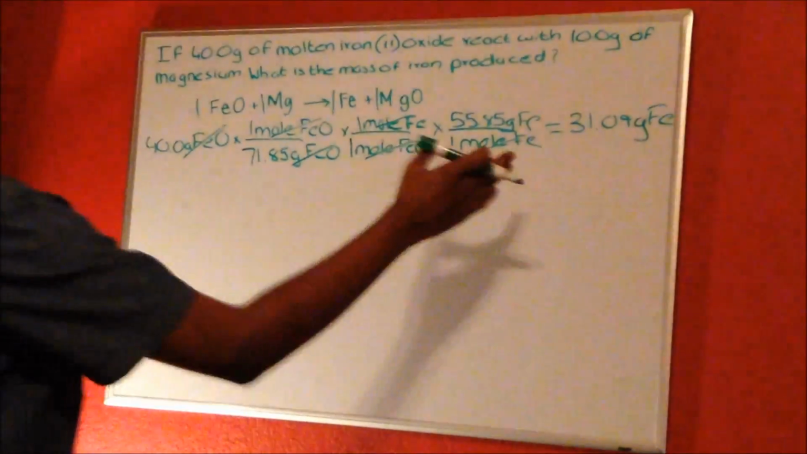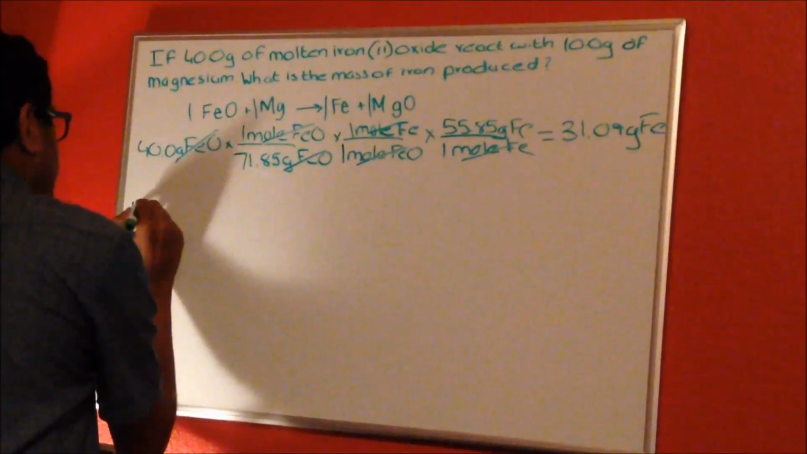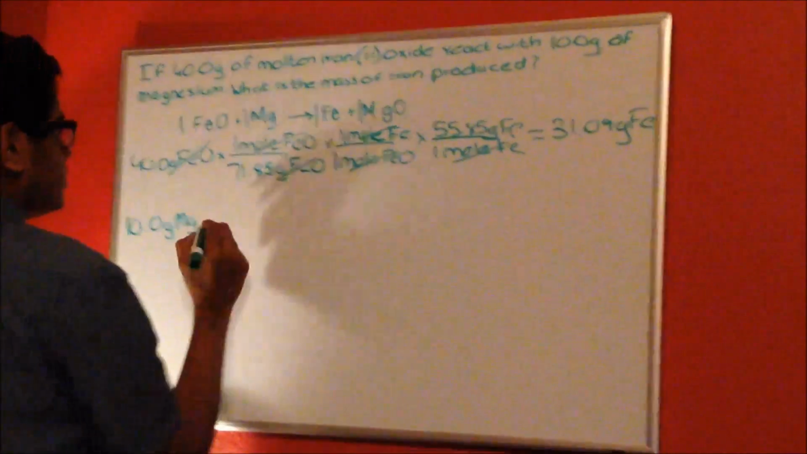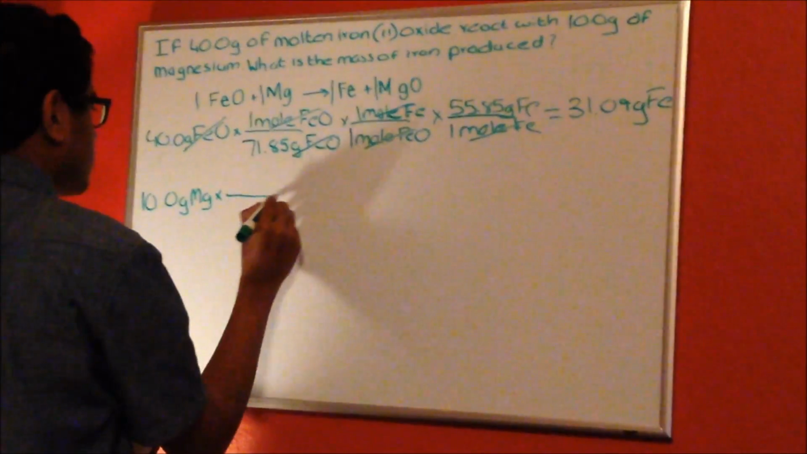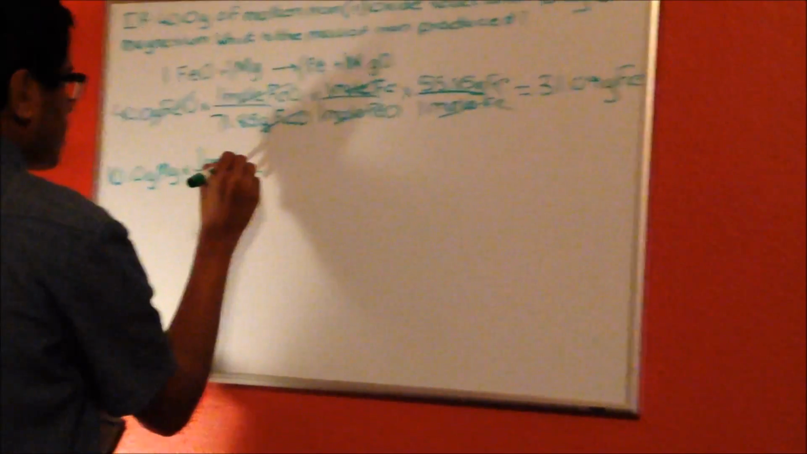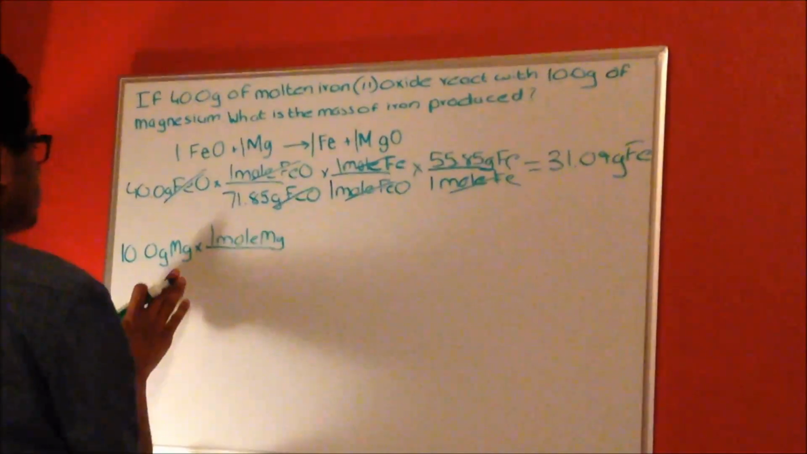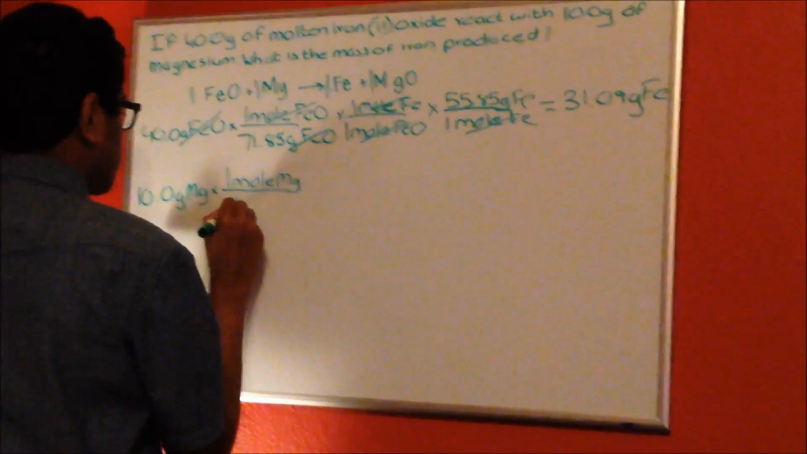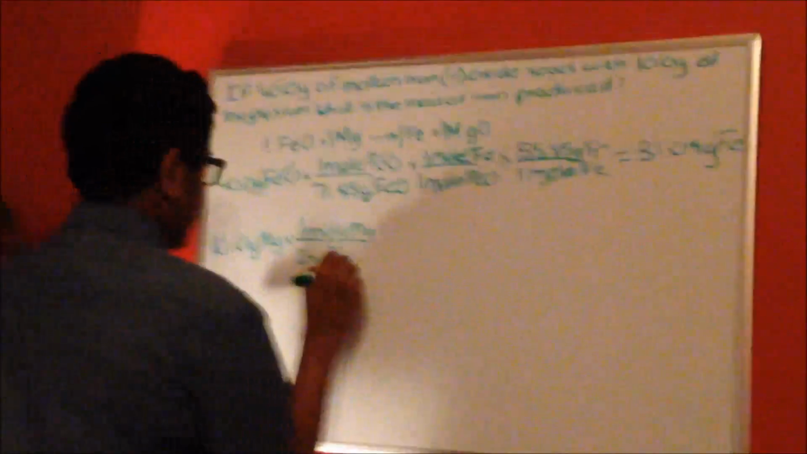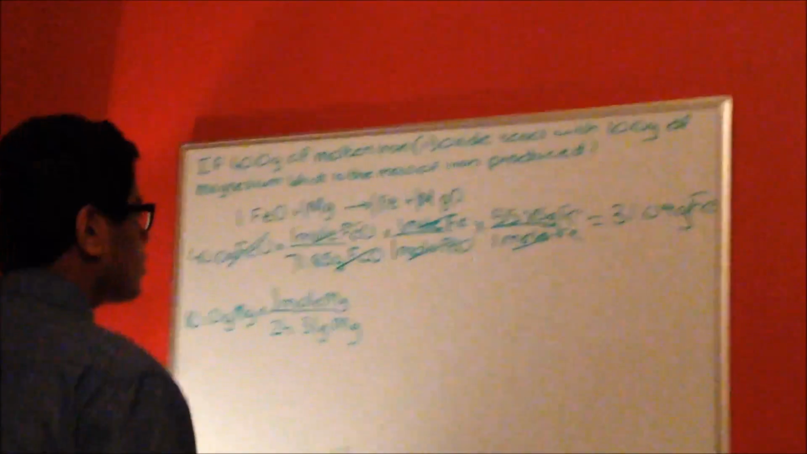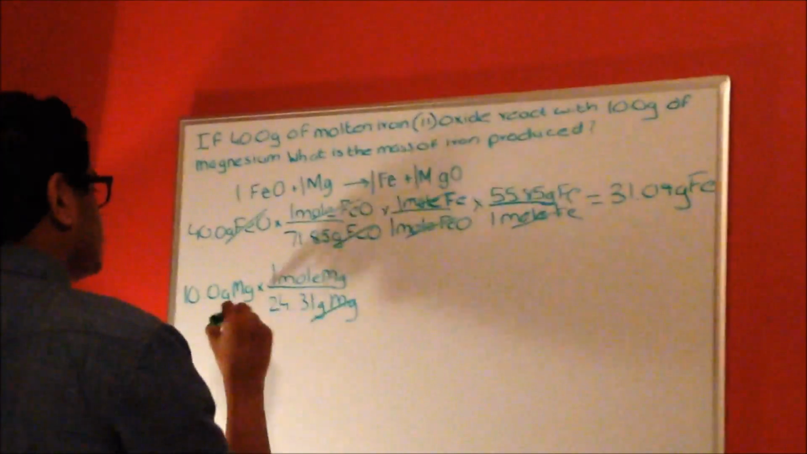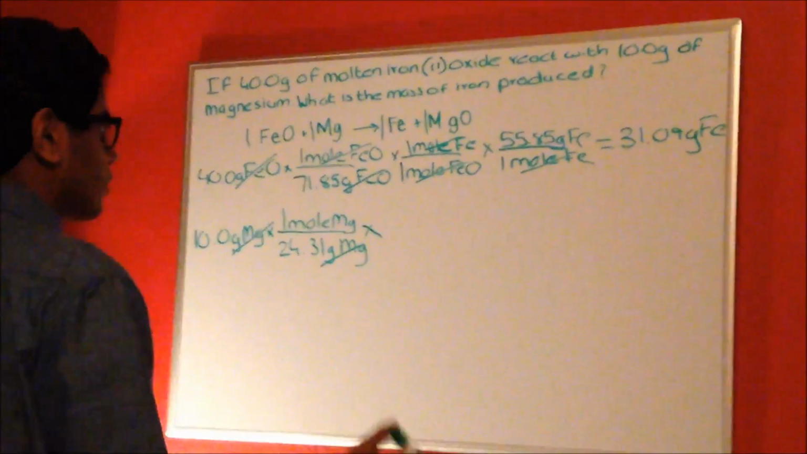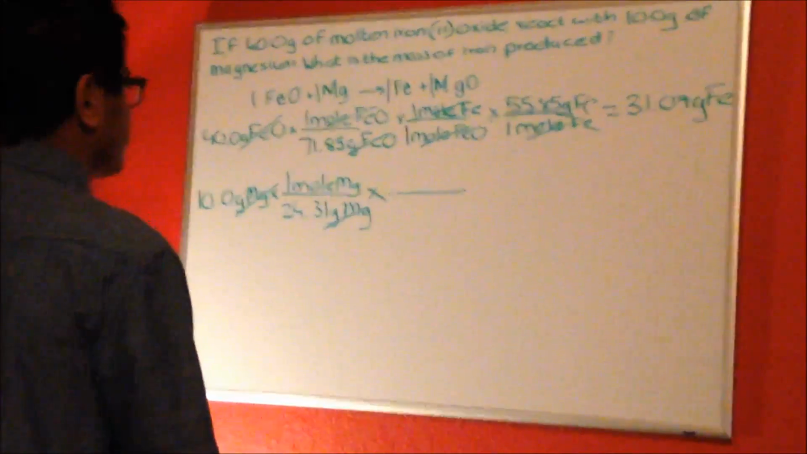So now we go to the 10 grams of magnesium. We write down 10 grams of magnesium and do the same steps. Now we go to the moles: 1 mole of magnesium over the mass of magnesium, which is 24.31 grams of Mg. Now we are able to cancel the grams of magnesium out and we are left with 1 mole of magnesium.